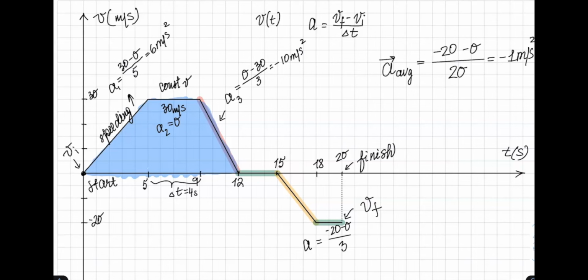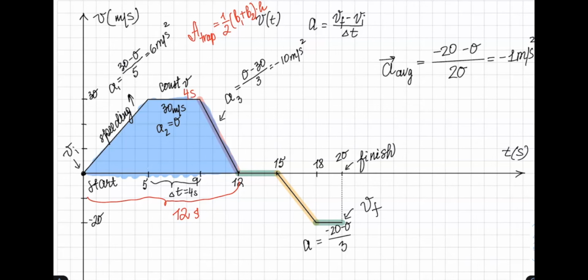And the way you do it, you can split it into a rectangle and 2 triangles. That's fine. Or you can remember the trapezoid formula. The area of the trapezoid is 1/2 times base 1 plus base 2, times height. So in our case, the total base at the bottom is 12 seconds. The top base is only 4 seconds.